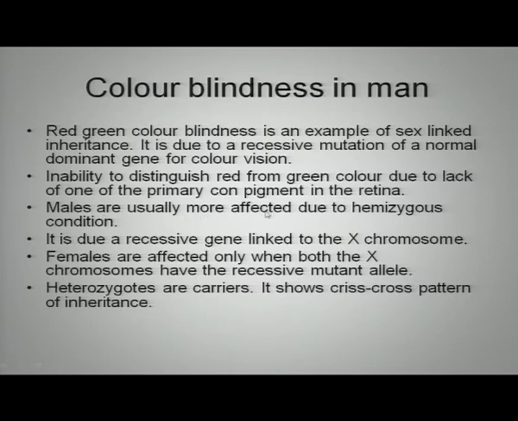Males are usually more affected again due to the single allelic condition present in the X chromosome, hemizygous condition just like that of hemophilia. And in females, the chance of occurring this particular disease is very less, because both the X chromosomes must contain the recessive allele. That is, only in homozygous recessive condition they are producing this disease, color blindness. Heterozygotes are again the carriers. I have already told you it shows criss-cross pattern of inheritance from mother to son and son to daughter.